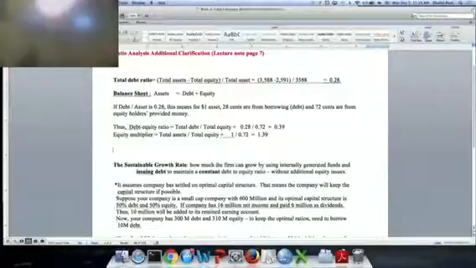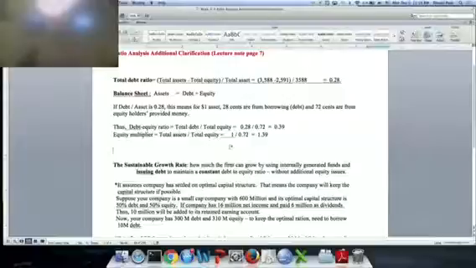Debt over equity means 0.28 over 0.72, or you can do 28 over 72. Then it ends up 0.39. So for every $1 of equity, debt size is 39% of equity, or 0.39. Then the equity multiplier is simply asset over equity. If we use asset as 1, then equity is 0.72. If you use asset as 100, then equity is 72. Then the ratio ends up 1.39.